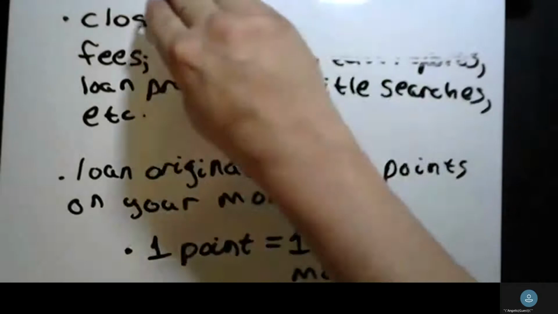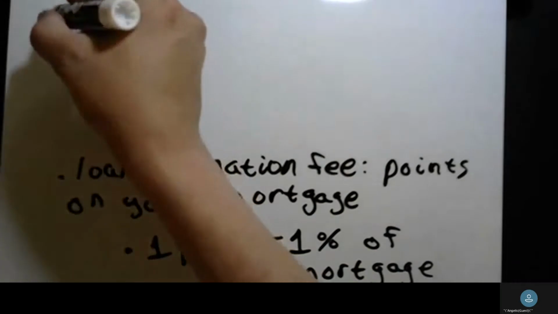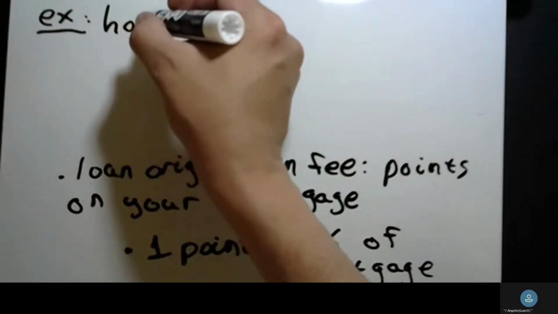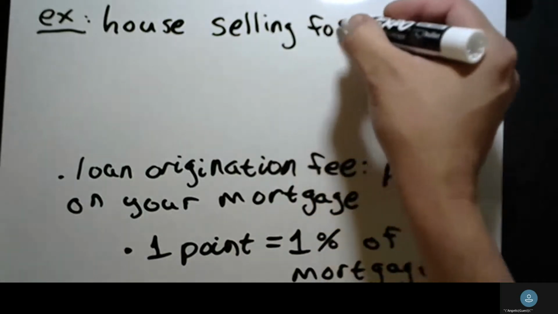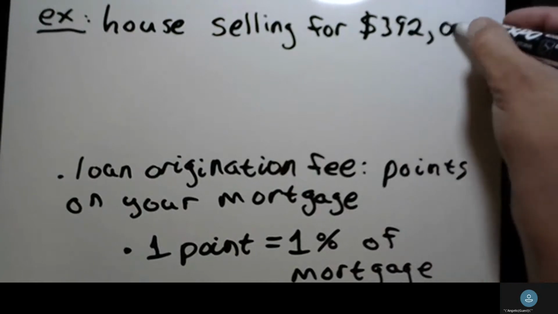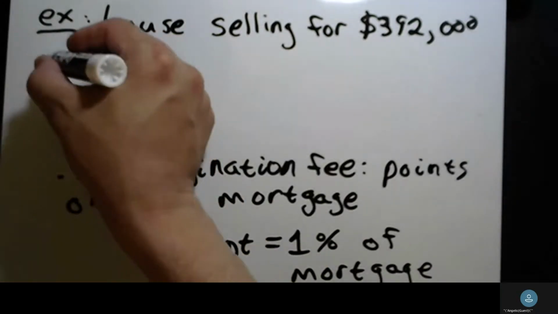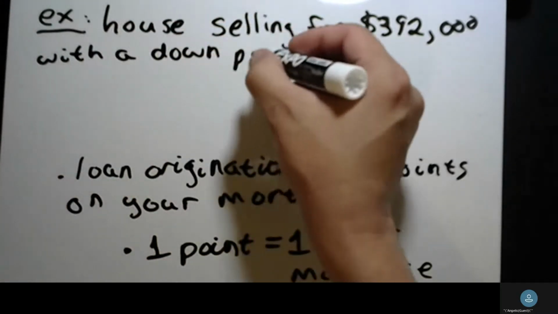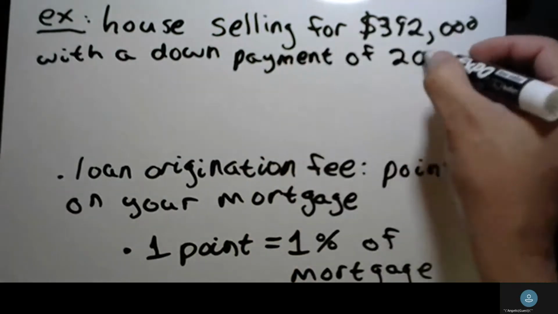All right. So let's say you have a house selling for $392,000 with a down payment of 20%.